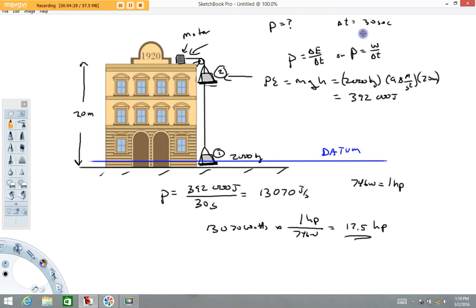Right? And how do we calculate it? Well, power is change in energy over change in time. So what we need to do is calculate the change in energy of the system. In this case, it's just the potential energy that's changing. PE1 is 0 because we're at our datum. PE2 is calculated right here, 392,000 joules. So the change in energy is PE2 minus PE1, which is 0, so 392,000 joules. And then for power, we just divide by time because power is a rate of change. So 392,000 joules divided by the 30 seconds. There's our 13,070 joules per second, or watts.